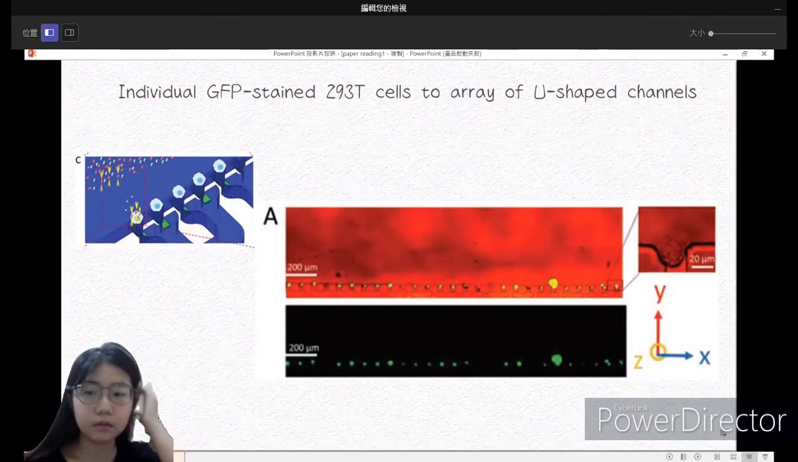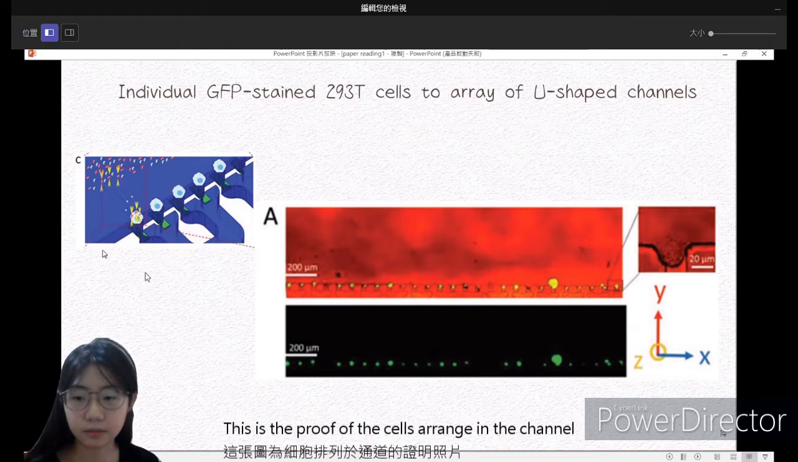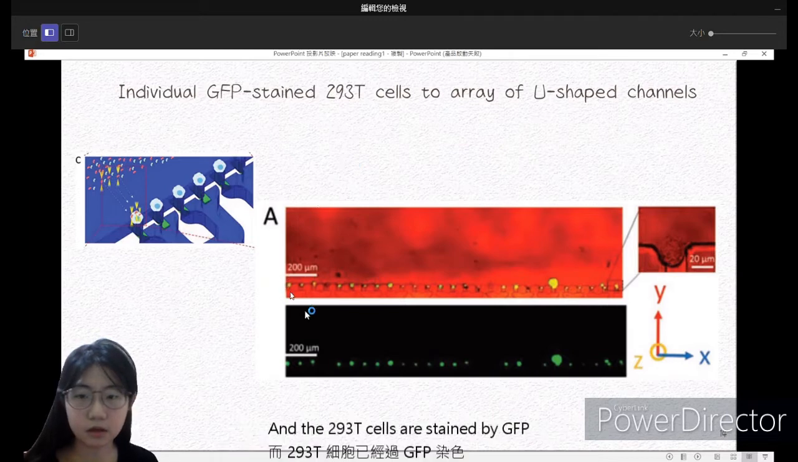Okay, this is the proof that the cells were arrayed in the channel over here. And the cells were stamped with the GFP stamps. And these are the 293T cells over here.